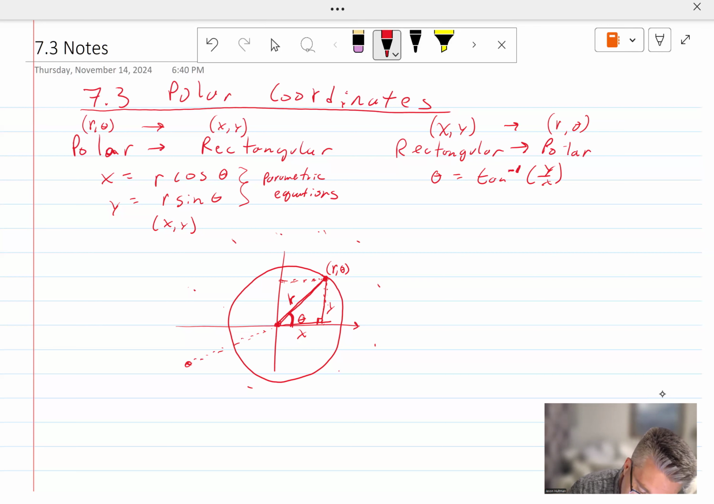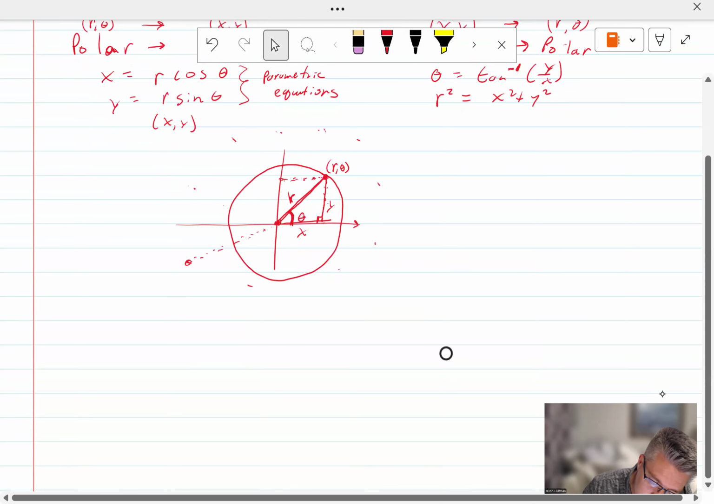Okay, what about r? How would I find r, given that that's a right triangle? Pythagorean theorem: x squared plus y squared equals r squared. And that's how we translate any point in terms of x, y into r, theta, or any point in r, theta into x and y.